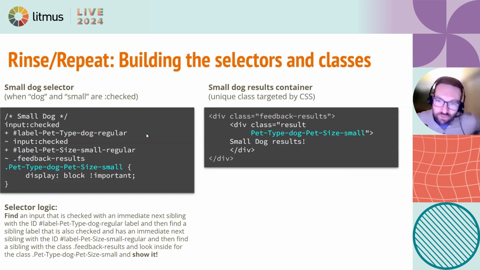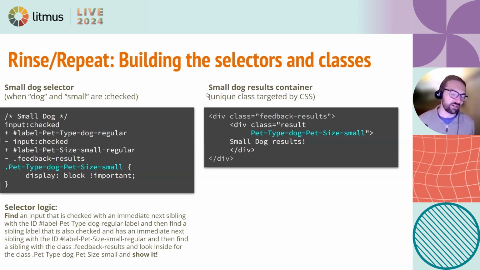Okay, so essentially at this point, you basically just rinse and repeat. You just create as many inputs as you want, and then you create as many results as you want, giving them the unique classes that are going to match up to the inputs in your selectors. Once you get the selectors figured out, you just copy paste and then you just replace the word dog and type with cat and type, or size and small with size and medium, etc.